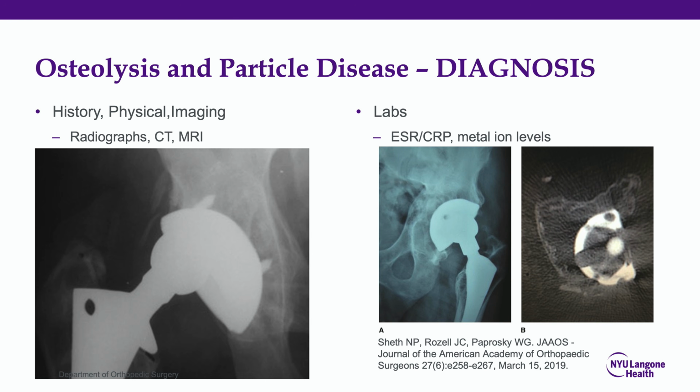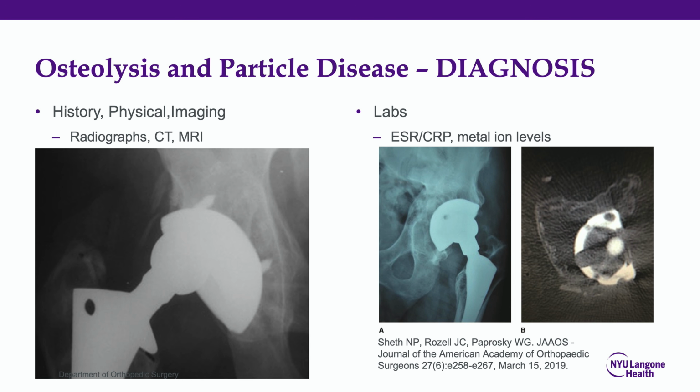So the diagnosis of osteolysis and particle disease, the history and physical are of course important, but the diagnosis usually comes from imaging. You're going to start with radiographs, and they may show you eccentricity of the femoral head within the acetabular component related to polyethylene wear. You can also see the classic radiolucent lesions within the bone, and these are expansile or permeative lesions. They may be cystic in appearance.